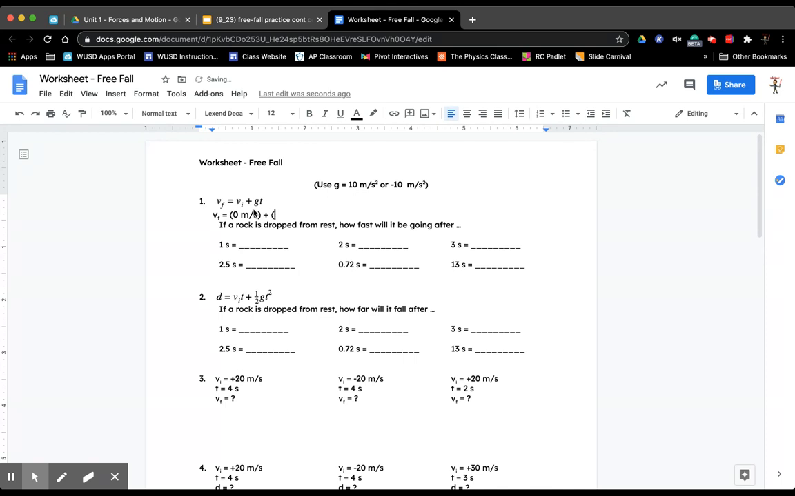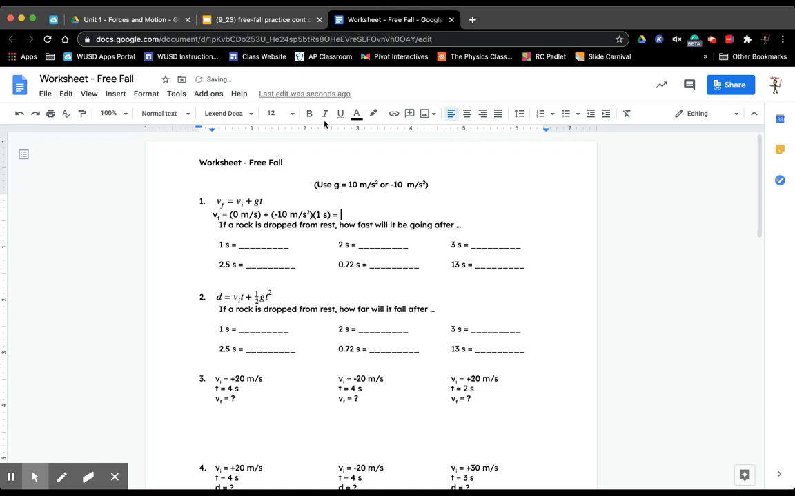Plus, and in this case it does not matter if you use positive 10 or negative 10. That can be because you decided to define down to be positive, or you decided to define down to be negative. Whatever the case, you can use either. I'm going to stick with our convention of using negative. And so negative 10 meters per second squared multiplied by 1 second.